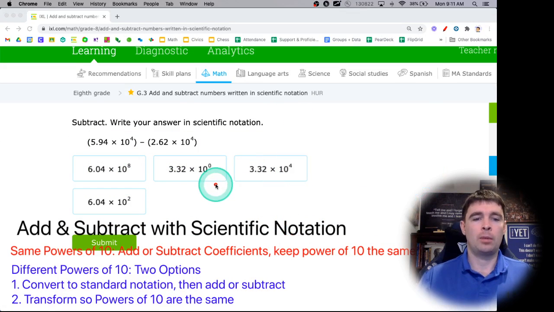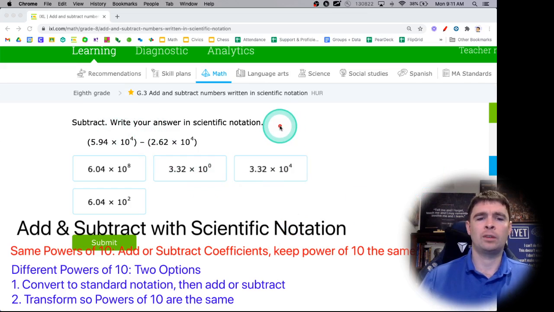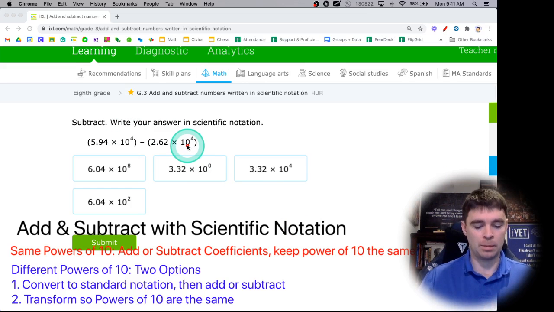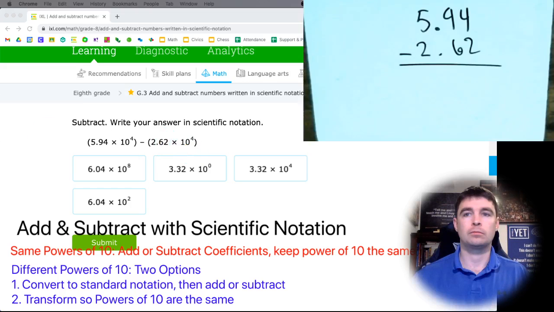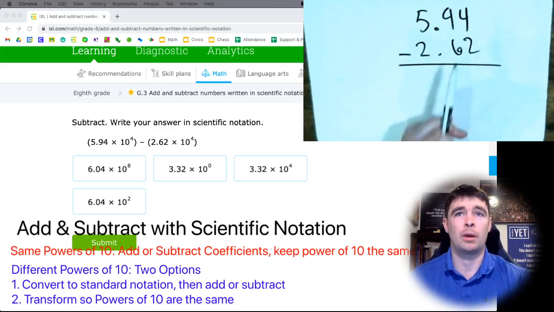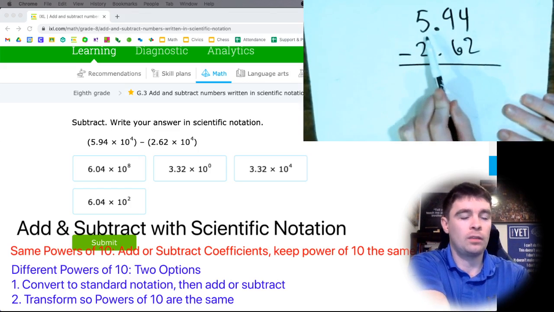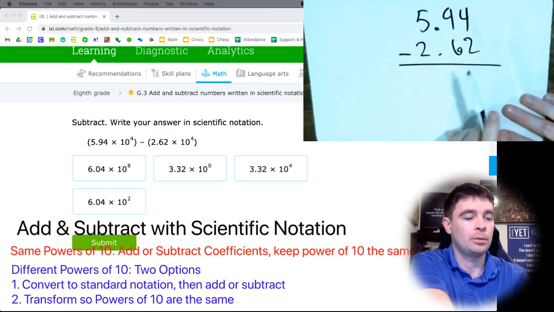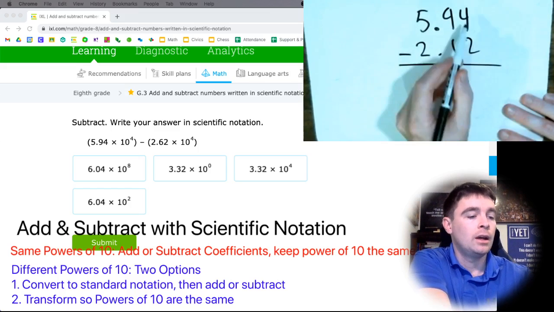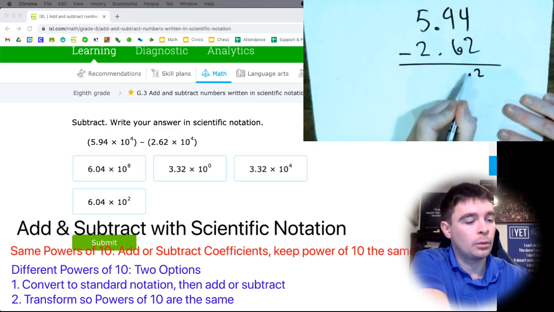For our next problem, we see subtract, write your answer in scientific notation, and they are the same power of 10 again, which means we have a bit of a shortcut. We can just subtract the coefficients and keep the power of 10 the same. I'll take these two coefficients you see on my whiteboard and set up what I'll call the standard algorithm, stacking them up and subtracting the way you learned in earlier grades.